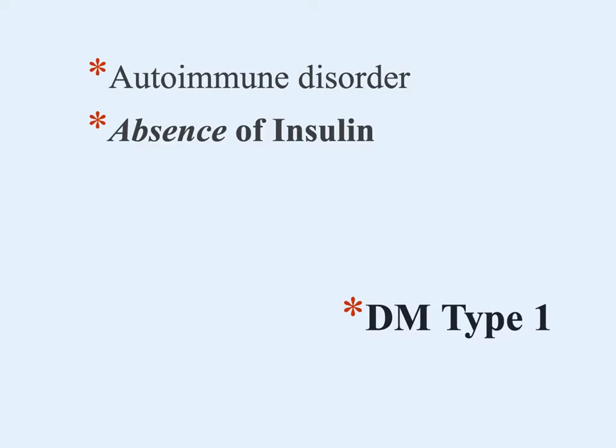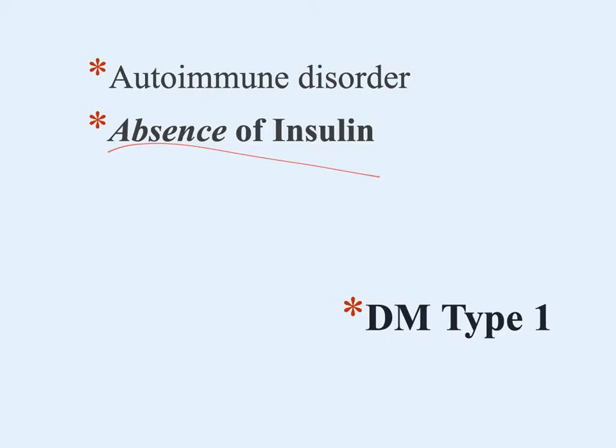Diabetes type 1 is an autoimmune disorder in which the beta cells of the pancreas are destroyed due to this autoimmune disorder. No insulin is produced. That's type 1 diabetes. The key word here being that there's an absence of insulin. So they require insulin replacement. They require insulin injections to prevent hyperglycemia, which is a high blood glucose level.